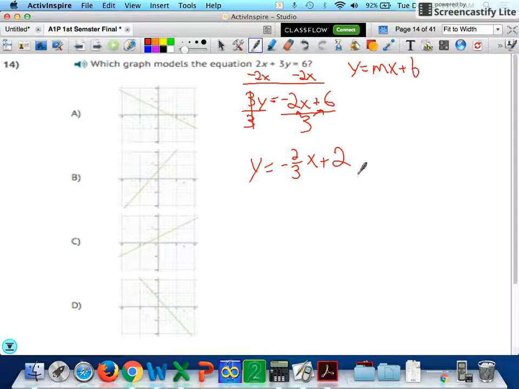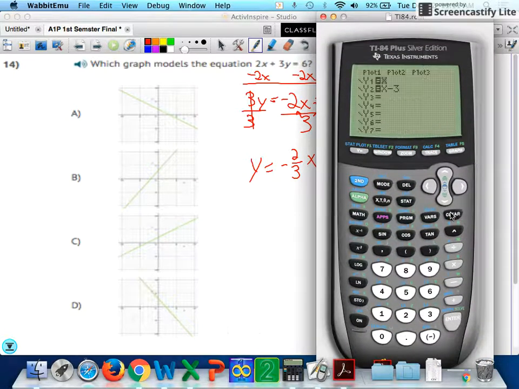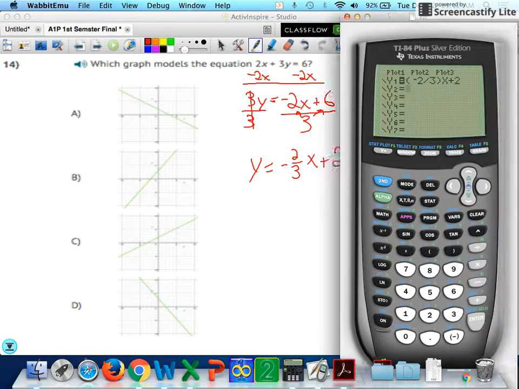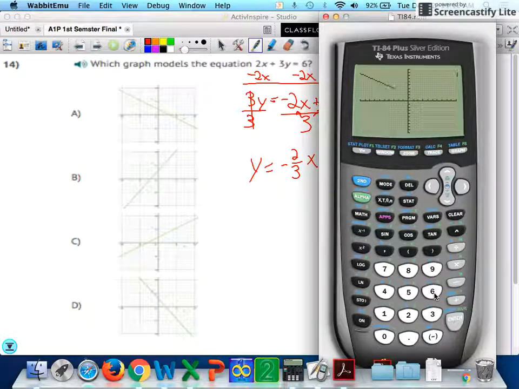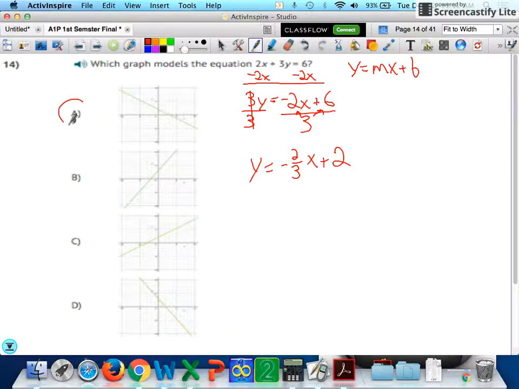plus 2. I hop over into my calculator, clear out whatever was there. I should have a negative 2/3 x. I believe it was plus 2. Double check that. Yep. Zoom 6 just to start at our standard graph. And that's the one we're looking for. Slightly decreasing and moving through the point of positive 2 for the intercept. That looks like answer A. Again, you can mouse over these and actually zoom in and check them a little bit more carefully. That's the best I can do with this zoomed out like it is and on a flip chart.